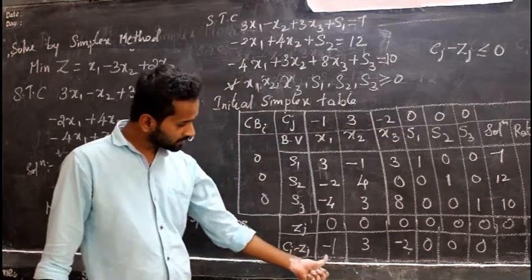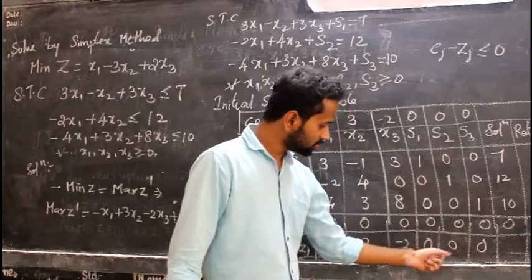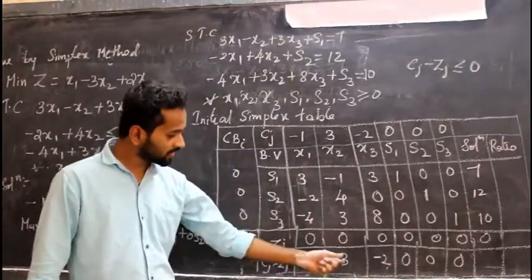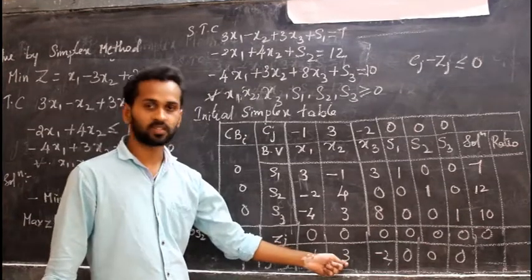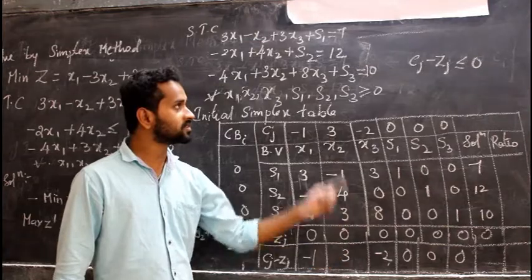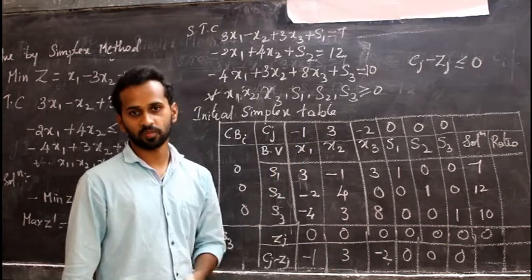Now look at it. Minus 1, 3, minus 2, 0, 0, 0. Minus 2 and minus 1 satisfy the optimality condition. But I have a positive term here, that becomes 3. So since I have one positive which is not satisfying Cj minus Zj less than or equal to 0, I can't reach the optimal solution for this problem now.